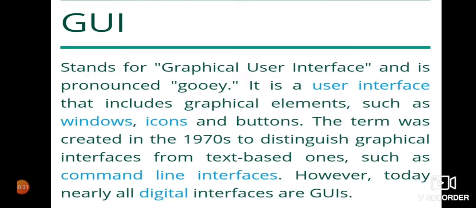GUI stands for graphical user interface and is pronounced as GUI. It is a user interface that includes graphical elements such as windows, icons, and buttons. The term was created in the 1970s to distinguish graphical interfaces from text-based ones, such as command line interfaces. However, today nearly all digital interfaces are GUIs.